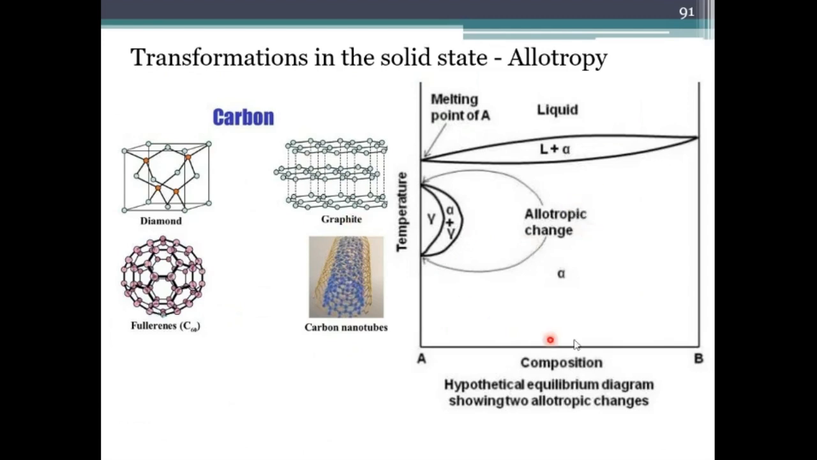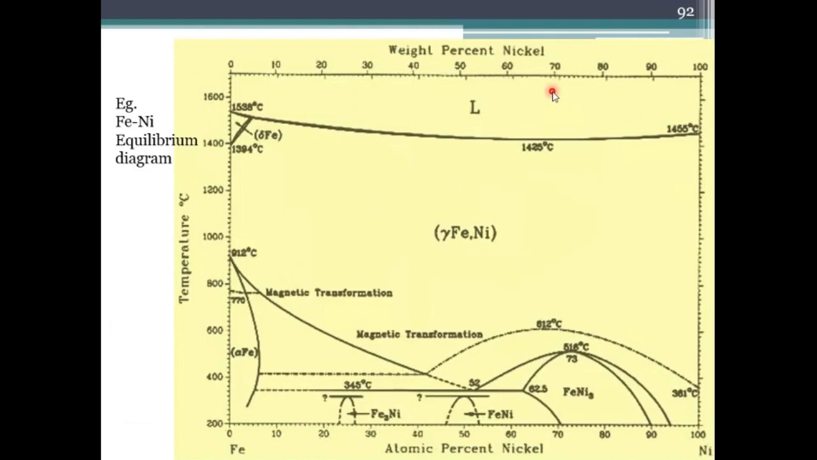Initially in the bottom it will be alpha, then a liquid plus alpha mixture, then above it will be liquid. So this is the iron-nickel equilibrium diagram, the ferrous and nickel equilibrium diagram. This axis will be the atomic percentage of nickel, and here it will denote the weight percentage of nickel. So how it will vary when the temperature is changed?